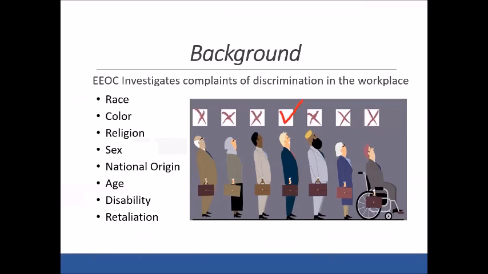The EEOC enforces federal laws that make it illegal to discriminate against a job applicant or employee because of the person's race, color, religion, sex, including pregnancy, gender identity, and sexual orientation. It also makes it illegal to retaliate against someone if they participated in a discrimination case, filed the case, or even just made a query. If an employee believes they've been discriminated against, they can file a charge of discrimination with the EEOC, which gives the EEOC the ability to investigate it and take remedial action if discrimination is found.